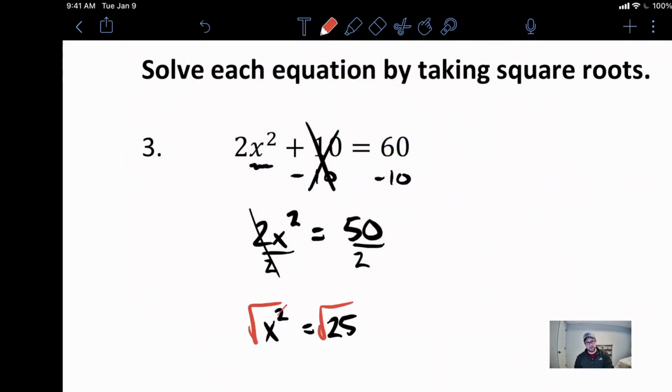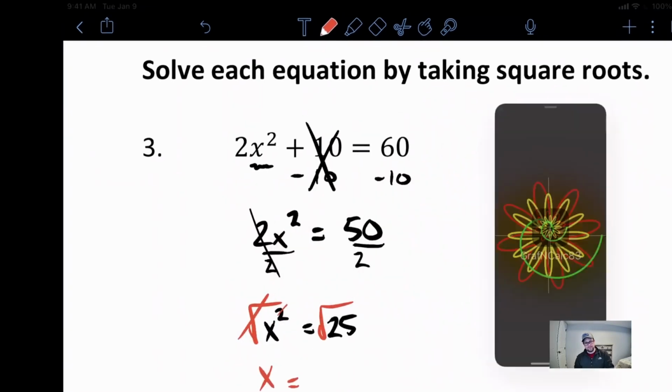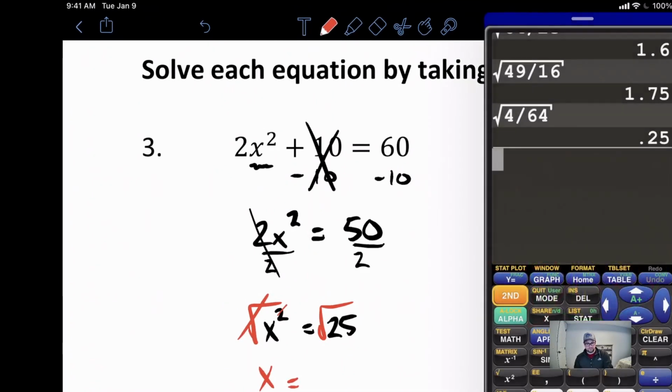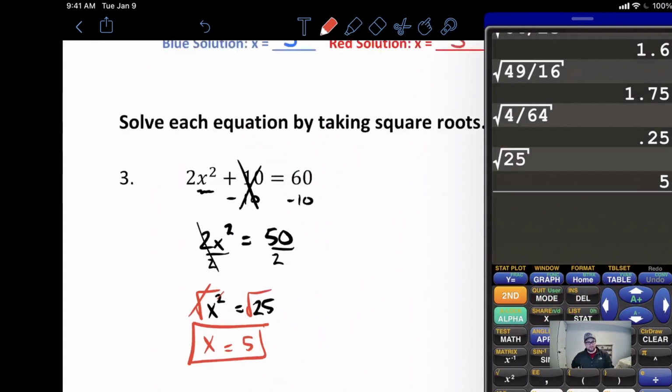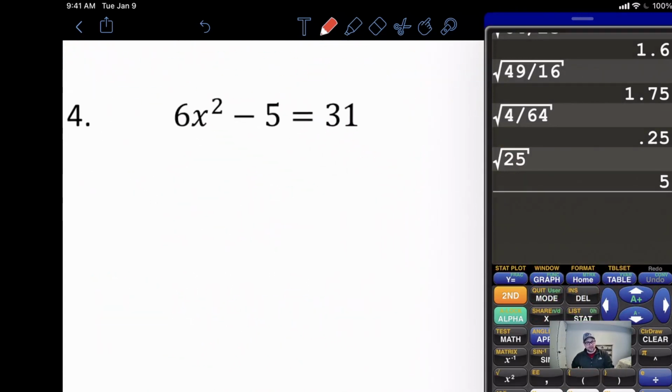Now to finish this problem up, what we want to do is take the square root, because the square root is what undoes squaring something. If I punch that in on my calculator, the square root of 25 is just 5, which makes that our answer. Let's take a look at another problem like that.